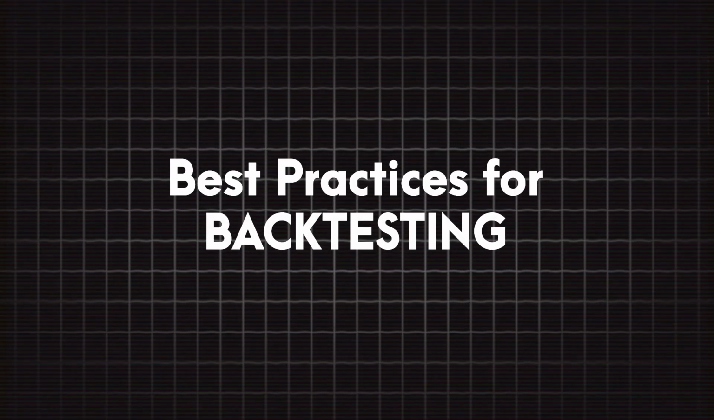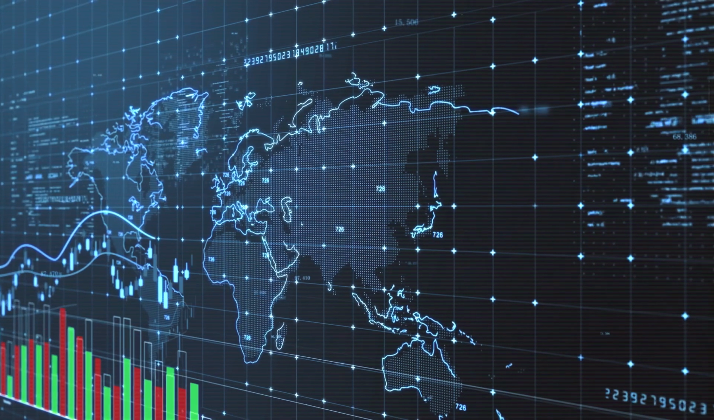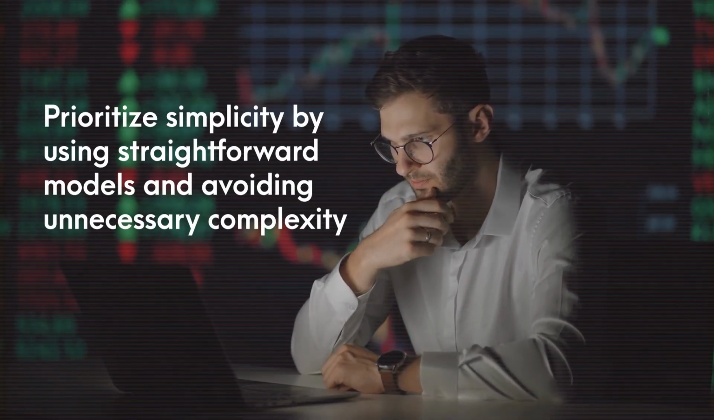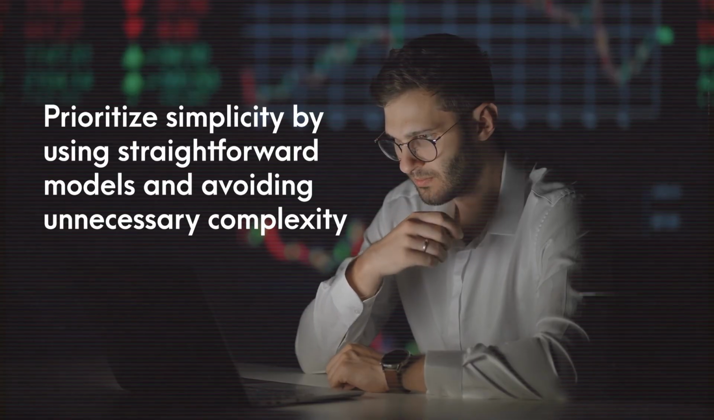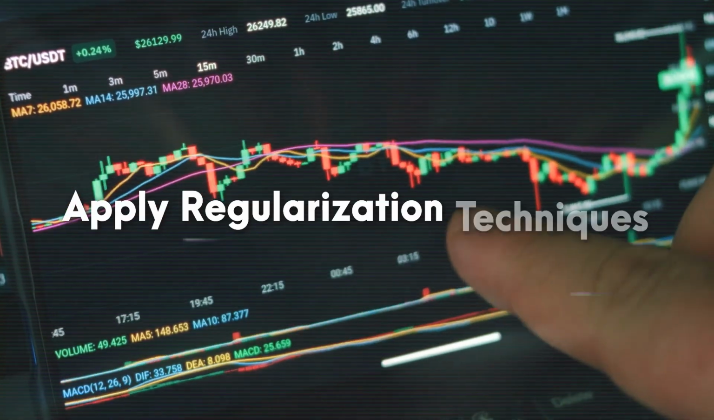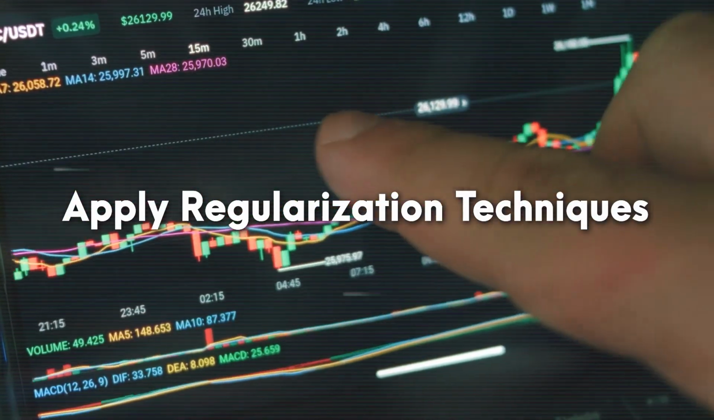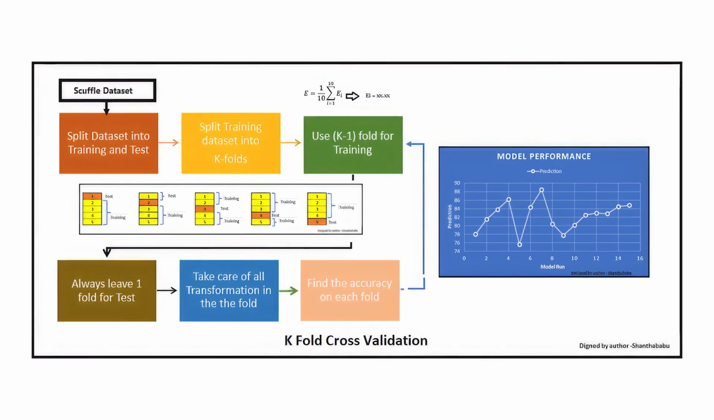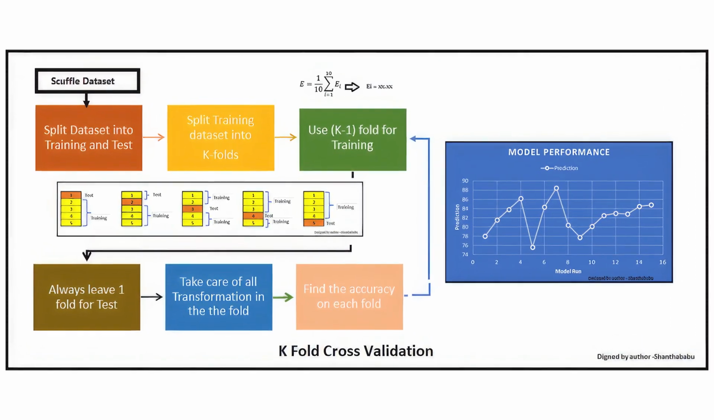Best practices for backtesting. To prevent overfitting in backtesting, prioritize simplicity by using straightforward models and avoiding unnecessary complexity. Simple strategies tend to be more robust and less prone to overfitting. Additionally, apply regularization techniques like penalizing overly complex models or employing cross-validation methods to improve algorithm performance and generalization.